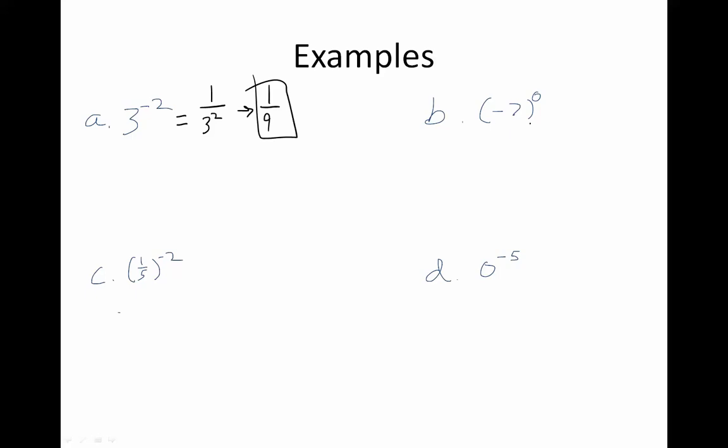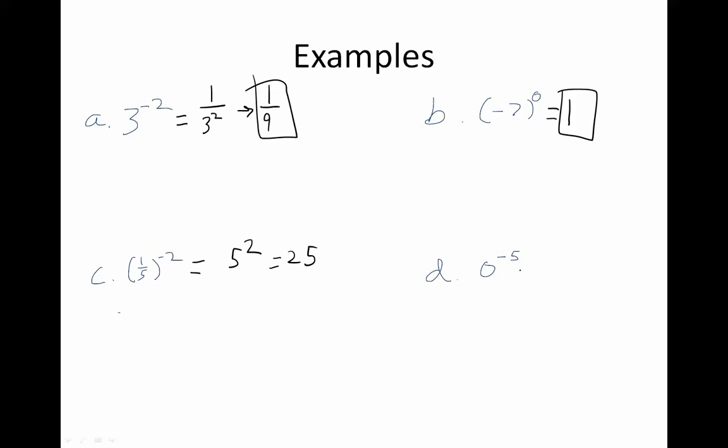B, -7 to the 0th power. Anything to the 0th power is always equal to 1. And that's my final answer. Notice that this is the only case where it changes the base of the number. 0th power became 1. C, 1/5 to the -2. Negative exponents create reciprocals. So 1/5 to the -2 is 5 squared, because I flipped the 1/5, and when you do that, you take the negative away. So this is 25.